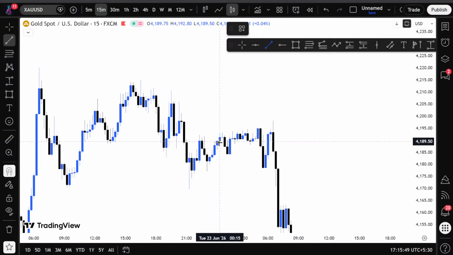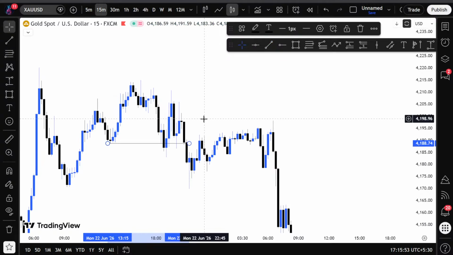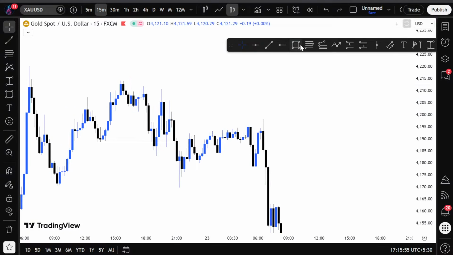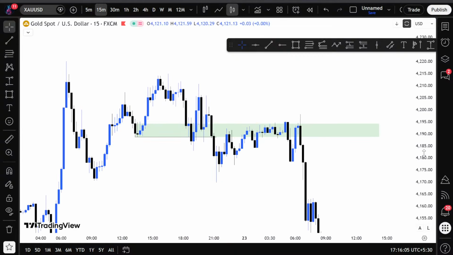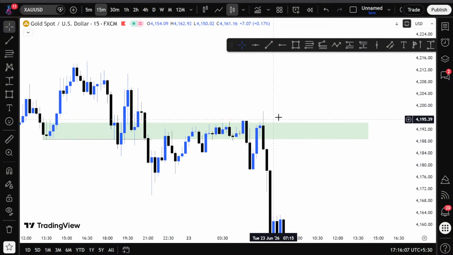Okay, just look at this. This is your change of character. Then this is your breaker block. Price tested it one time, two times, three times, four times, then swept and dropped. Why did it sweep over here?